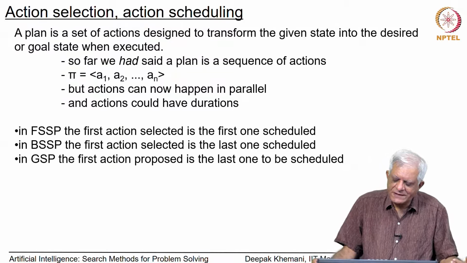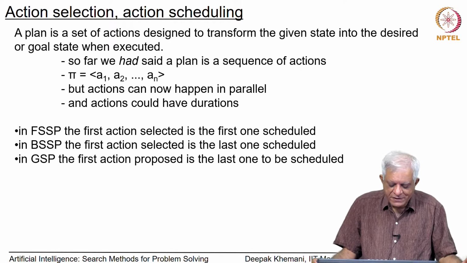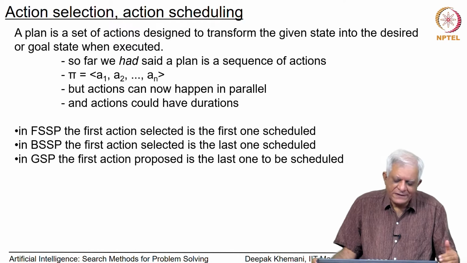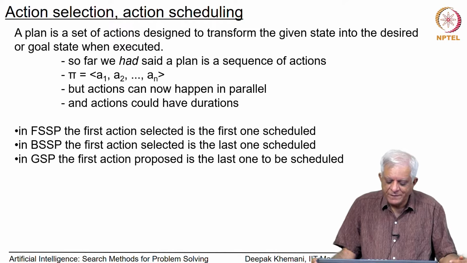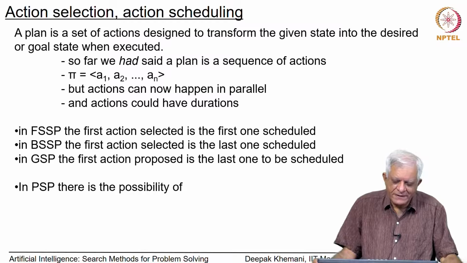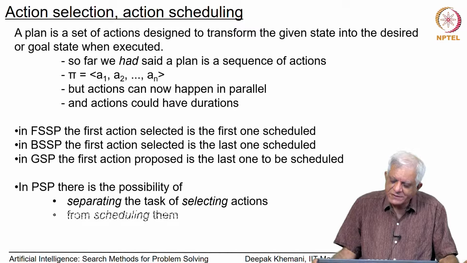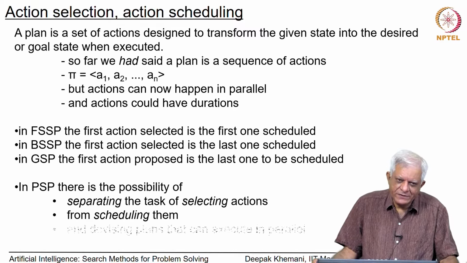So, we had said that goal stack planning constructs a plan in a forward manner, which is sound, but searches for the actions in a backward fashion. But in all these three algorithms, it was pre-decided where the action would be scheduled in the plan, which means that the order of actions was decided by the planner as and when it found those actions. Now, in the case of plan space planning, as we have just seen, there is a possibility of separating the task of selecting actions from the task of scheduling them.